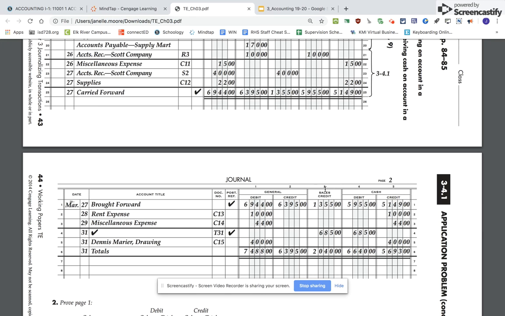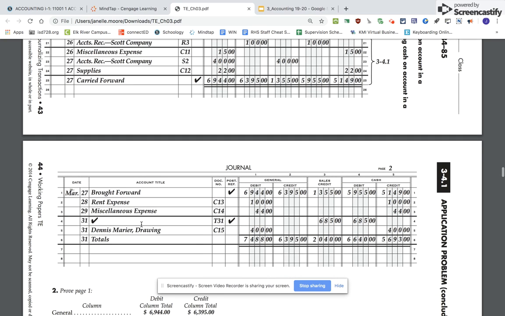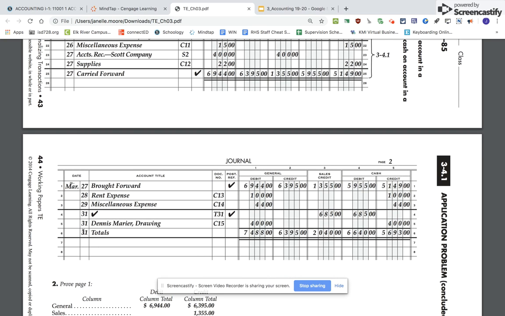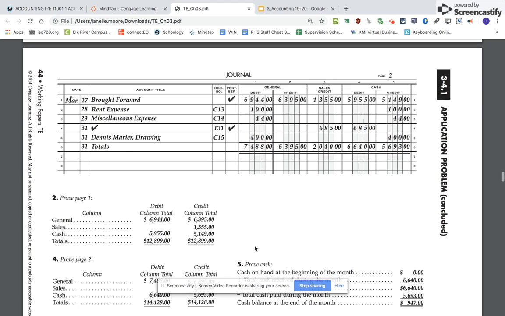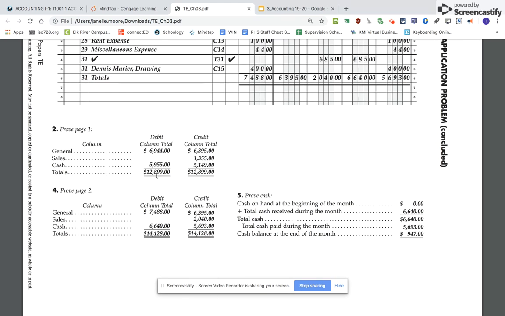I'm pretty sure on MindTap they auto-populate all those in there for you. So there's a few more entries, and they're intentional about putting 2 journal pages so you can see the carried forward, brought forward process. Then we're going to end on the 31st, our big knuckle debate with the dates of the month, but the 31st is March, and then we total those. Below, just a refresher from Friday, you want to make sure that your debit columns equal your credit columns, and I'll leave this so you can check your work.